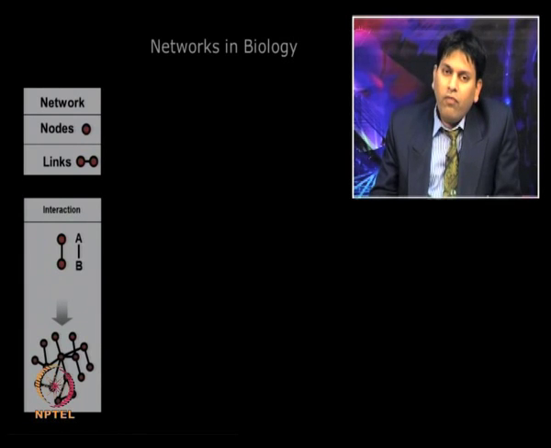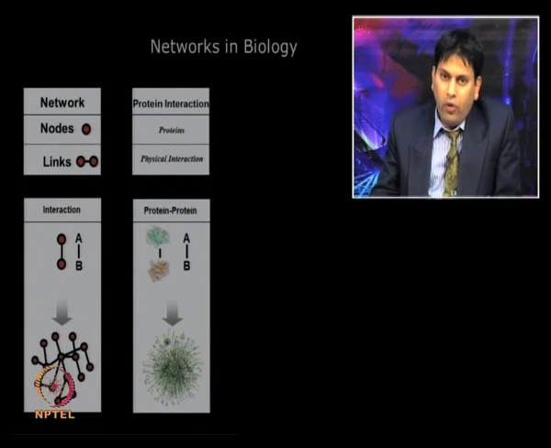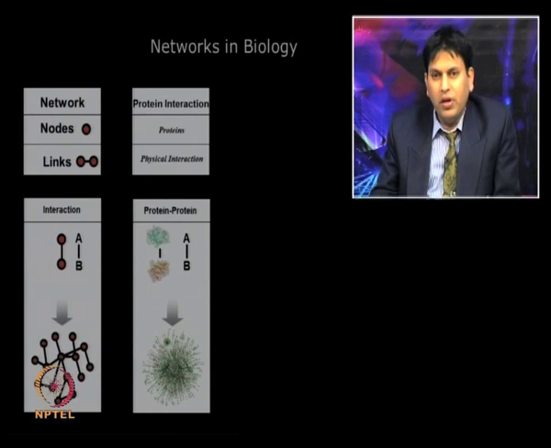Now, there are a number of ways you can talk about the nodes or the entities. One common form of representation is protein interaction networks, where the proteins form the nodes and the physical interaction between these proteins forms the edge, as you can see in the figure below. You can have a representation of these networks in a fashion that is shown in this figure below.